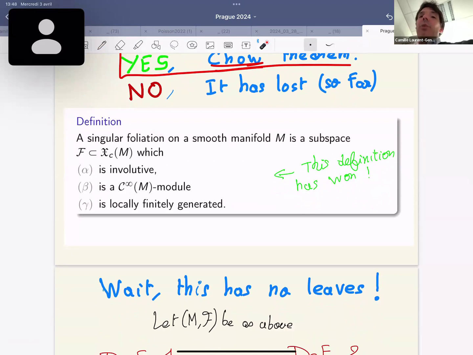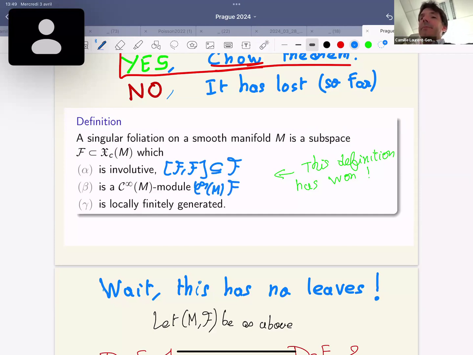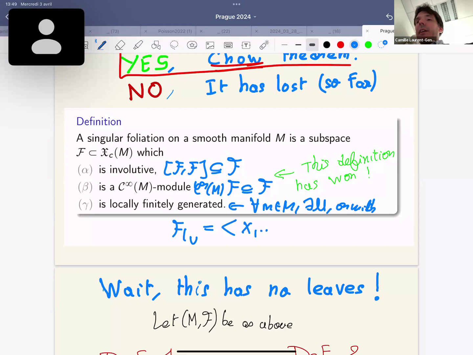The definition that has presently won is this one. A singular foliation on a smooth manifold M is a subspace F of the Lie algebra of vector fields, compactly supported. That's anecdotic. I will not say much. Which satisfies three conditions. It's involutive. It's a symmetry of M module. And it's locally finitely generated, which means for every m in M, there is a neighborhood U on which F restricted to U is generated by X1, ..., Xr with X1, ..., Xr in F. Well, here there is a small difficulty that I will carefully hide on what this means.